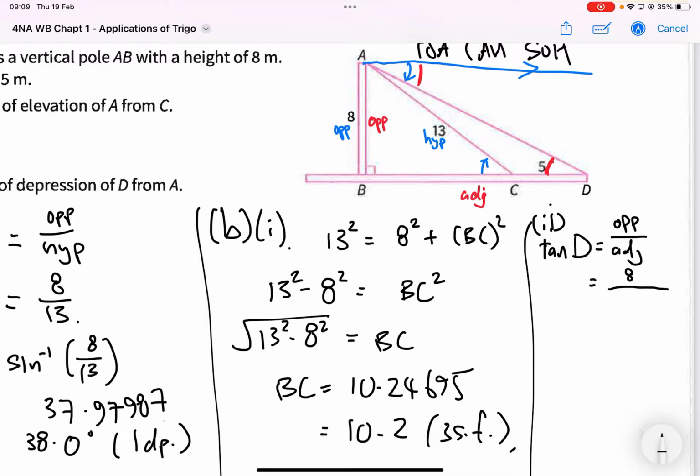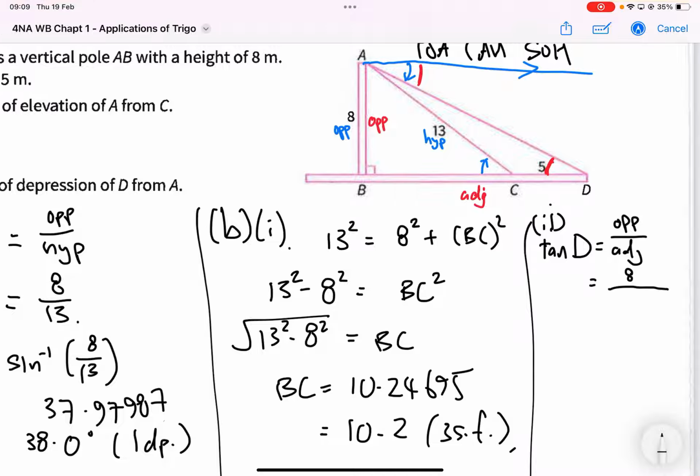Okay? Then for those of you who are aiming to get full marks, don't use this BC. If I take this BC plus 5, I will write 15.2 here. But it's not so exact. The more exact BC is 10.24695, the longer one. So this one is the working. This one is when I answer questions.